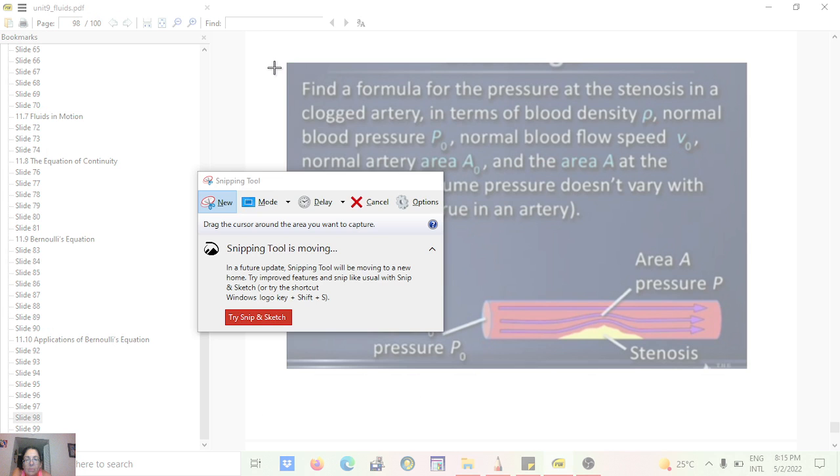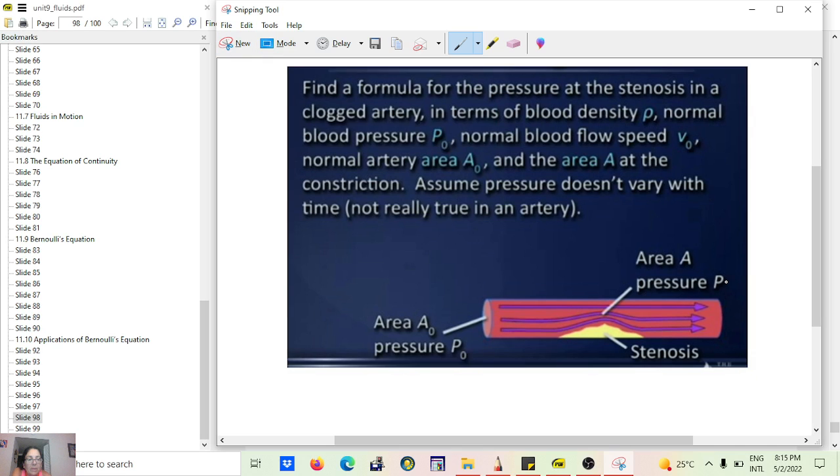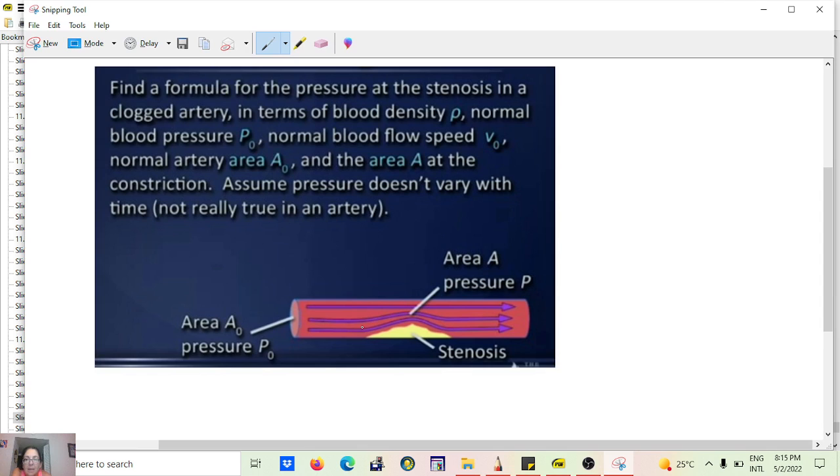So what do they want? Okay, they want to find the pressure here, stenosis, and the artery here is clogged. Okay, so it works like a pipe, right? So you have a wide pipe and a narrow pipe, and the streamlines are close to each other here, and here they are away from each other. Okay, so why don't you try to do that? It's just algebra.